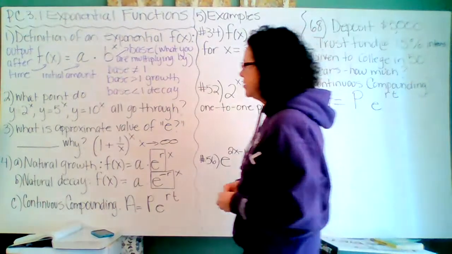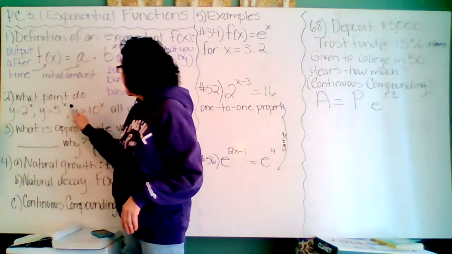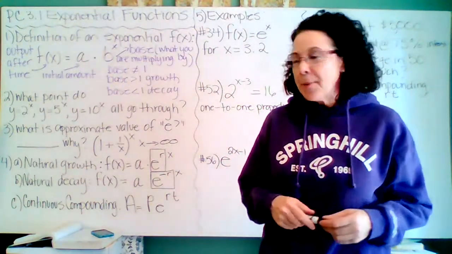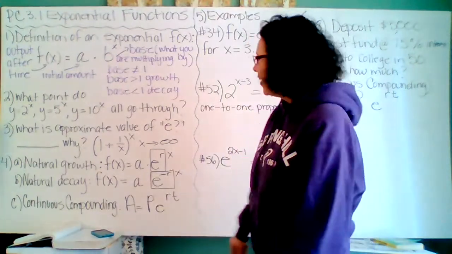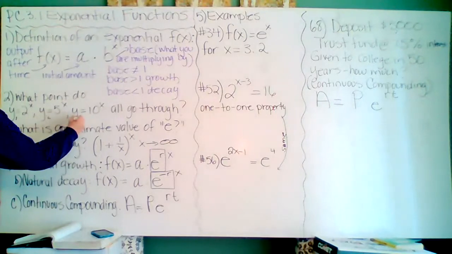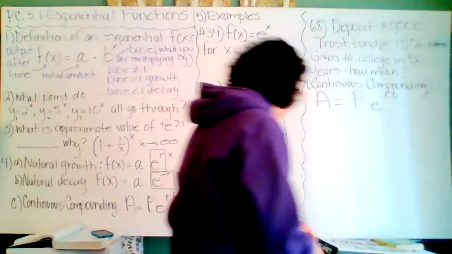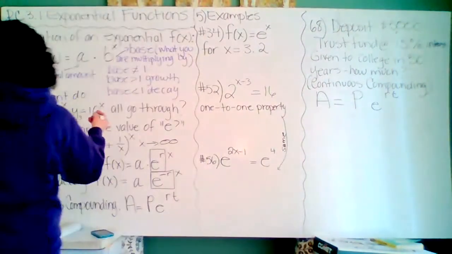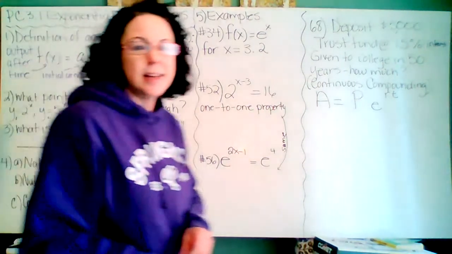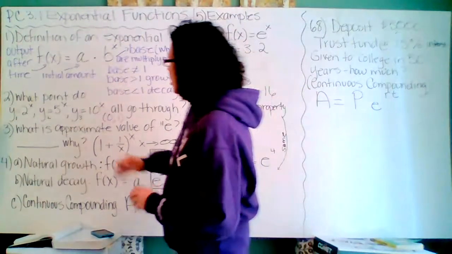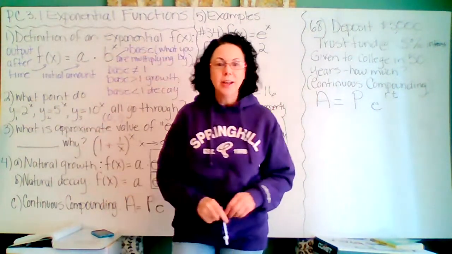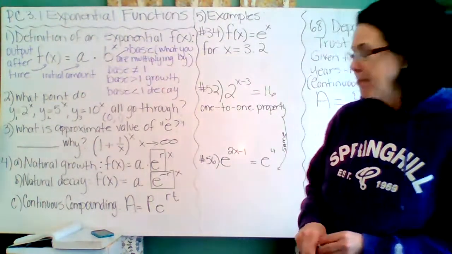Wanted to know, what point do y equals 2 to the x, 5 to the x, and 10 to the x all go through? We usually do this in class, but we are not in class. If you put each one of these on your calculator as y1, y2, and y3, you would see that they all go through the point 0, 1. Why is this true? Because anything to the 0 power is 1. So 2 to the 0 is 1, 5 to the 0 is 1, 10 to the 0 is 1. They all go through the point 0, 1.